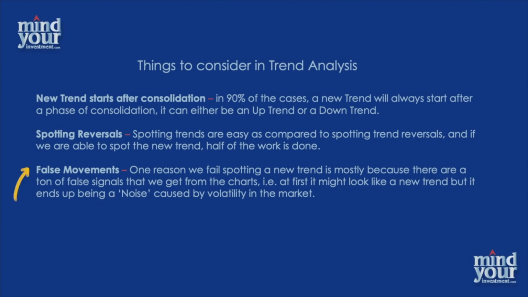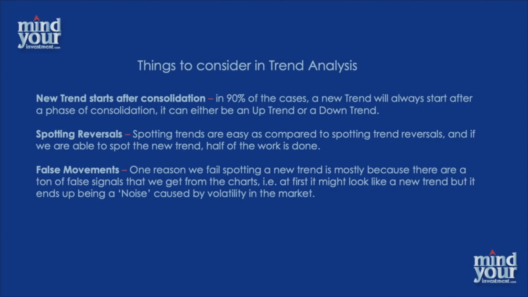Now we talk about the third point, which is false movements. One reason we feel spotting a new trend is difficult is because there are tons of false signals that we get from the chart. At first, it might look like a new trend, but it ends up being noise caused by volatility in the market. So this is a very important point. Let's try and understand this in a simple way.